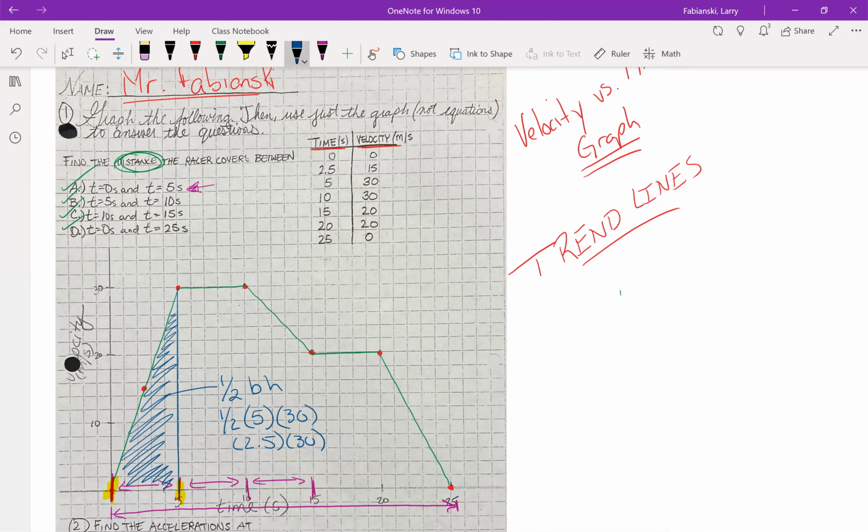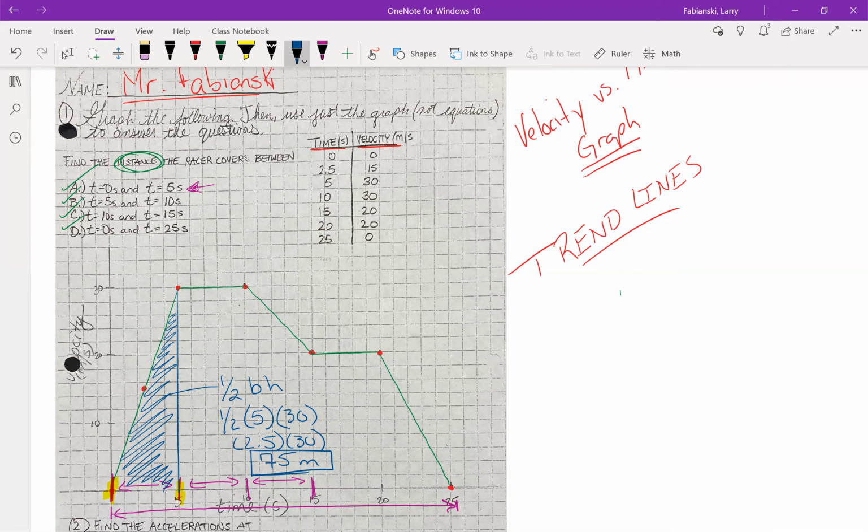So please do that for me. You do this, you get 75. Don't forget your unit, meters, 75 meters. Remember, it's always area under the curve. All right, so you're doing this for all of your intervals.